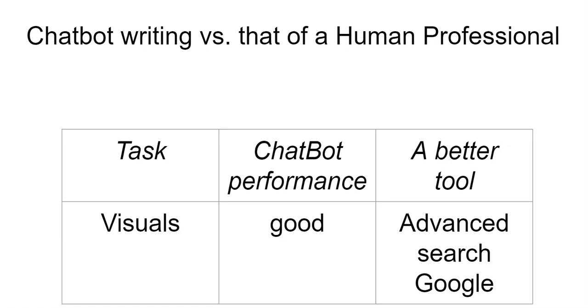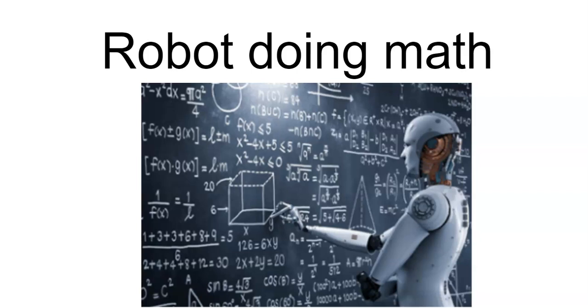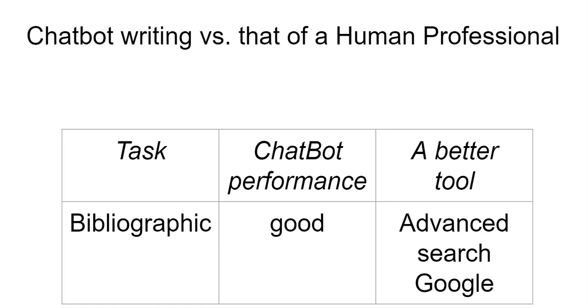How about in terms of finding visuals for your project? Visuals such as pictures, diagrams, cartoon characters. Well, chatbots are pretty good, but Google Advanced Search is better. For example, here's what Crayon.com came up with when I said, show a picture of a robot doing math. This is what I got when I used Google Advanced Search, a much better picture.